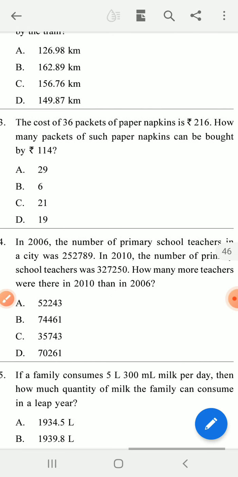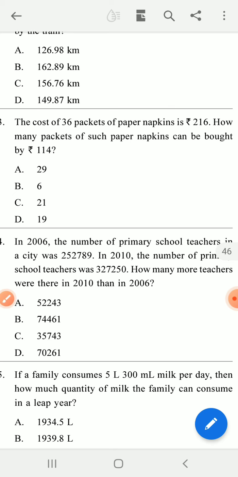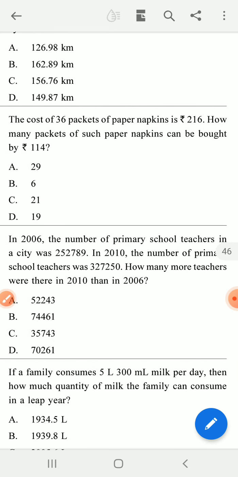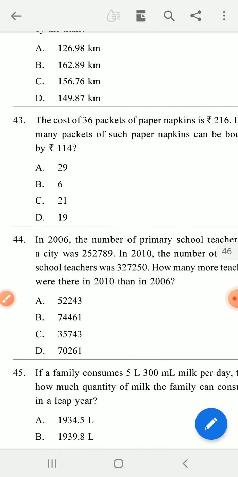The cost of 36 packets of paper napkins is rupees 216. How many packets of such paper napkins can be bought for 114? So 216 is the amount for 36 packets. 1 rupee is the amount for 36 by 216, and 114 rupees is the amount for 36 by 216 into 114. Do the calculation and you can get the answer. 43, answer is D.